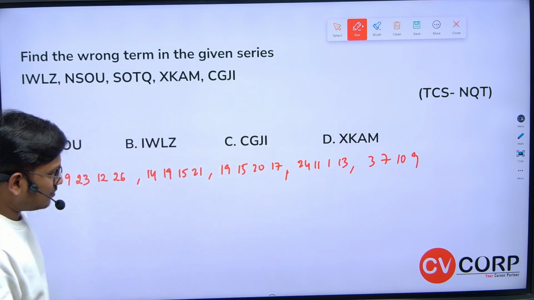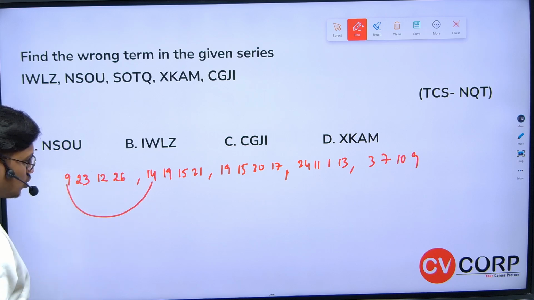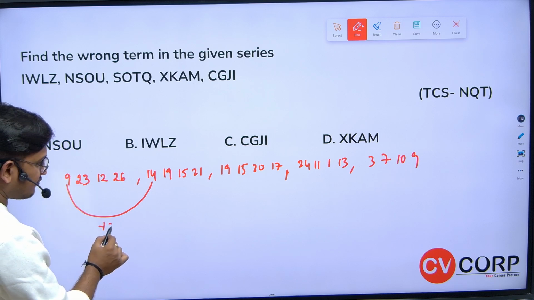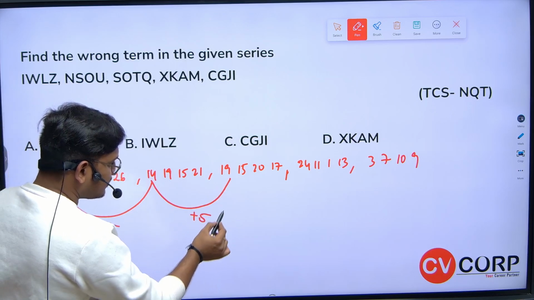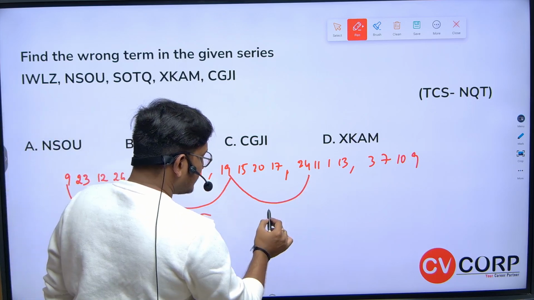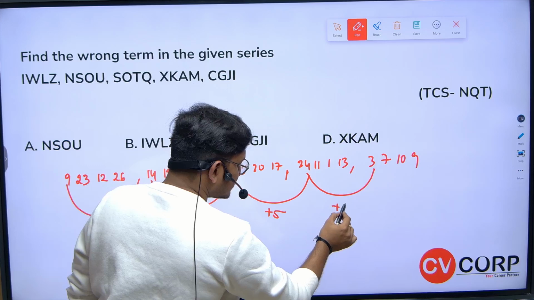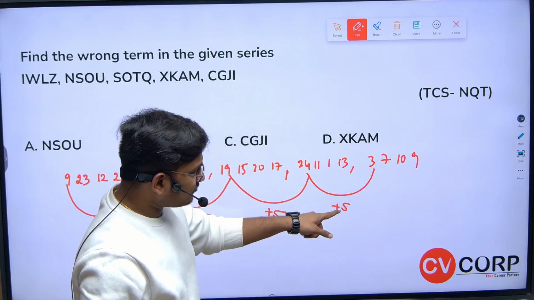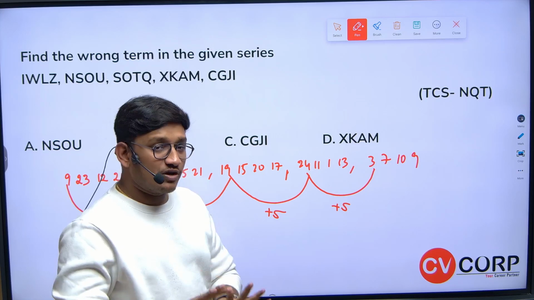Yes, if you observe the first pattern: 9 plus 5, 14 plus 5, 19 plus 5, 24 plus 5. So here, what is 24 plus 5? Actually it should be 29.